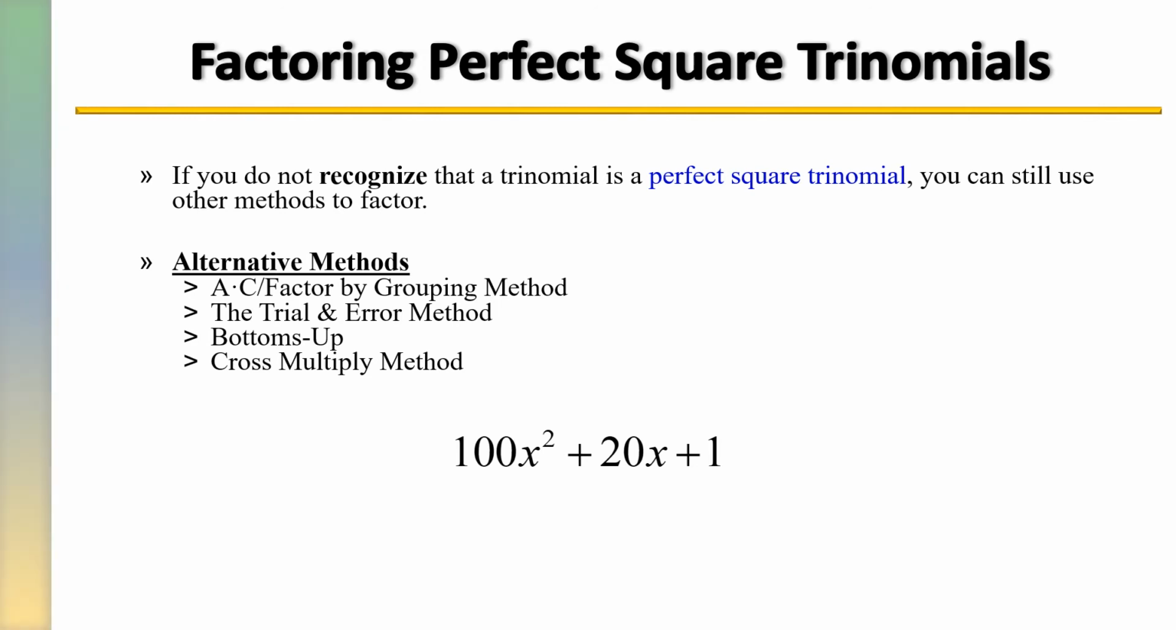Now, I just want you to know, if you aren't able to recognize a perfect square trinomial, you can still solve it using all those methods that we learned in a previous section. AC, factor by grouping, trial and error, bottoms up, cross multiply. Any of those methods, you can still factor this trinomial. But I'm just saying, if you are able to spot and know that it is a perfect square trinomial, you can solve it a lot quicker.